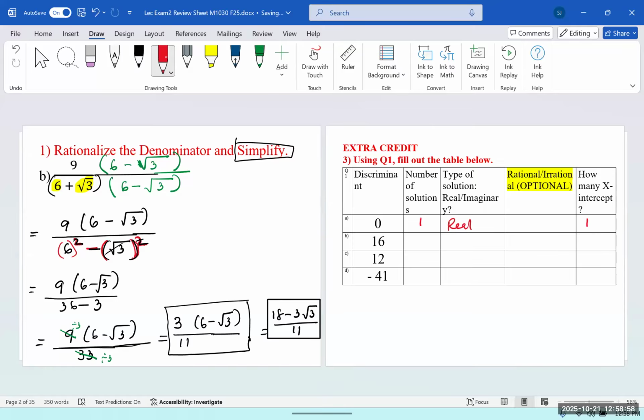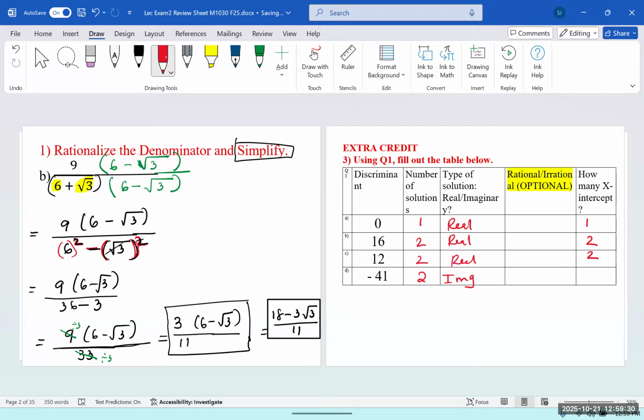1. Now when you have discriminant 16, 2 solutions, real or imaginary? Real. And how many x-intercepts? 2. How about 12? 2, real, 2. And how about negative 41? Number of solutions? 2 solutions. But are they real? No. They are imaginary. We do have solutions, imaginary.